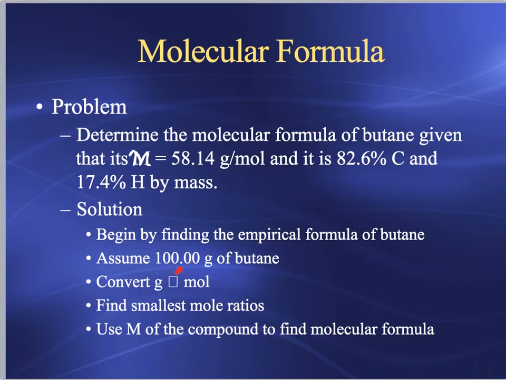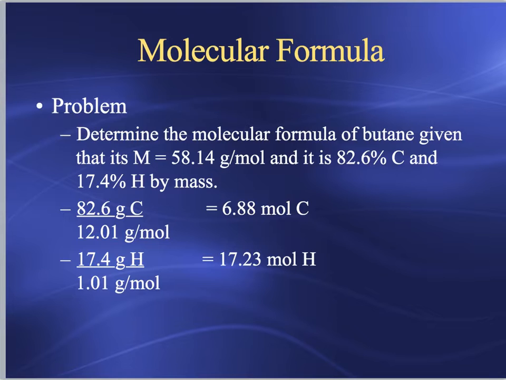That's going to be: assume 100 grams of butane and then convert all of our percentages into grams, grams into moles, find the smallest mole ratios, and then finally use the molar mass of the compound to find the molecular formula. So this is the one step that's going to be new down here compared to what you did before. So this part isn't any bit new.